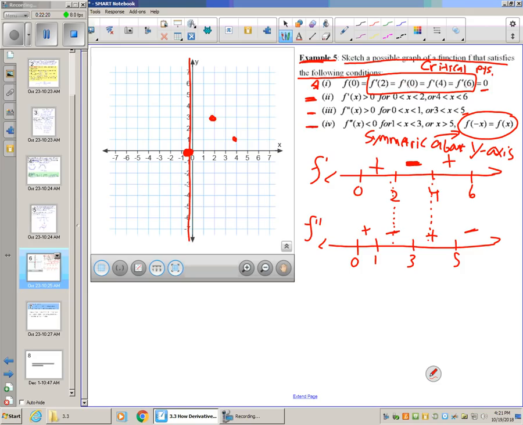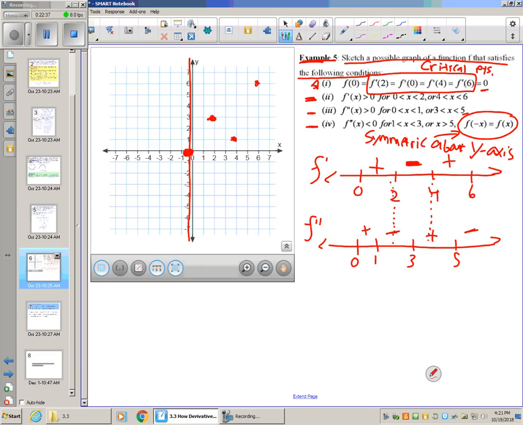At 4, we'll plot here. At 6, we'll plot, I don't know, here. Okay? And again, this is just a possible sketch. We don't know the y values that go with that. There's no way to tell. But I do know that these points are going to be extremely.